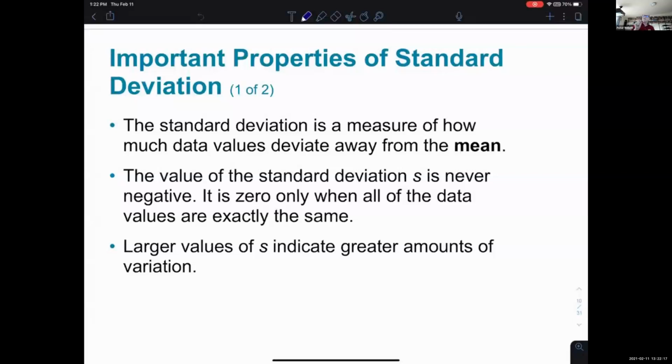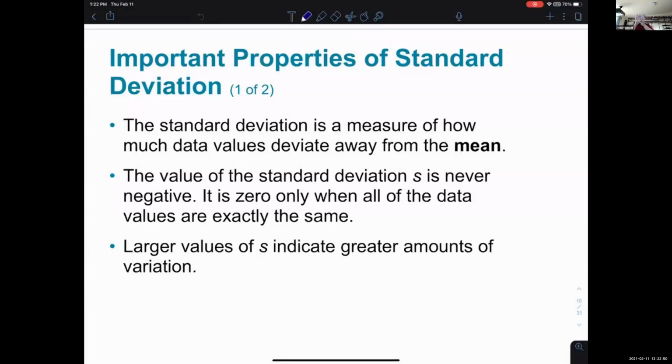The value of the standard deviation s is never negative. It is 0 only when all of the data values are exactly the same number. So as soon as any numbers move away from each other, so that there's a mean value in the middle and there's any gap between them, then you will start to accumulate a value for your standard deviation. If all of your data values are all 5, then the mean is 5, and they don't deviate from it at all, so the value is 0.